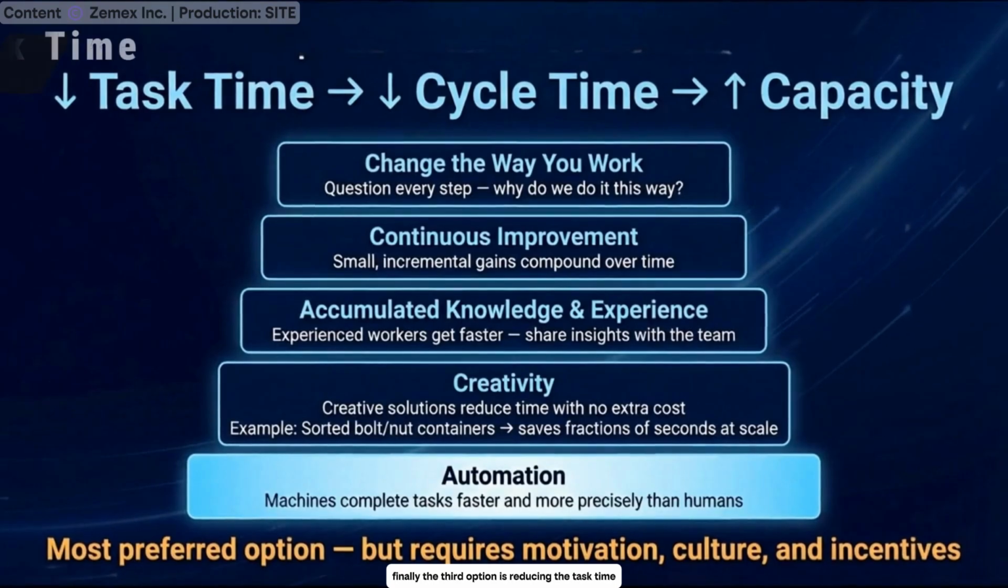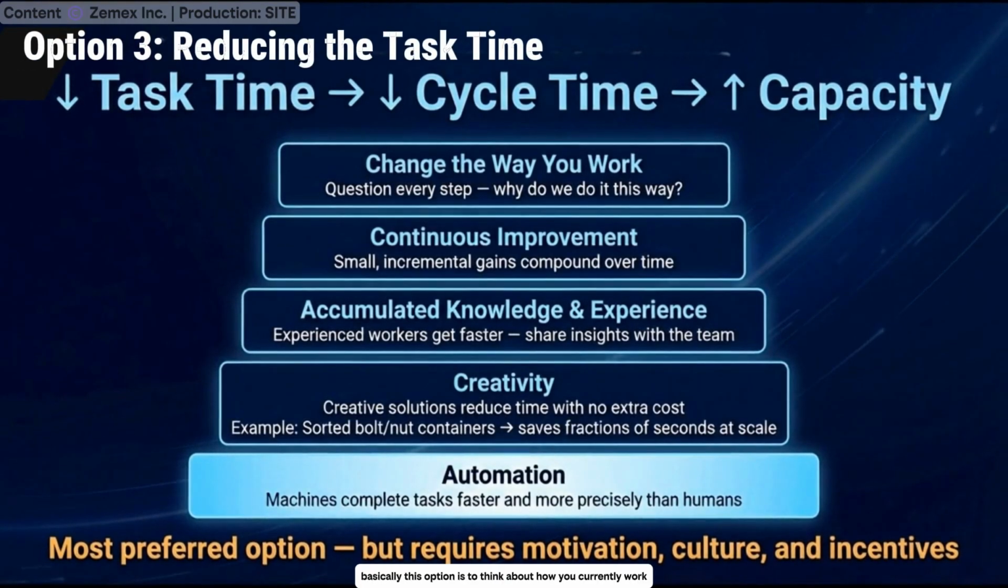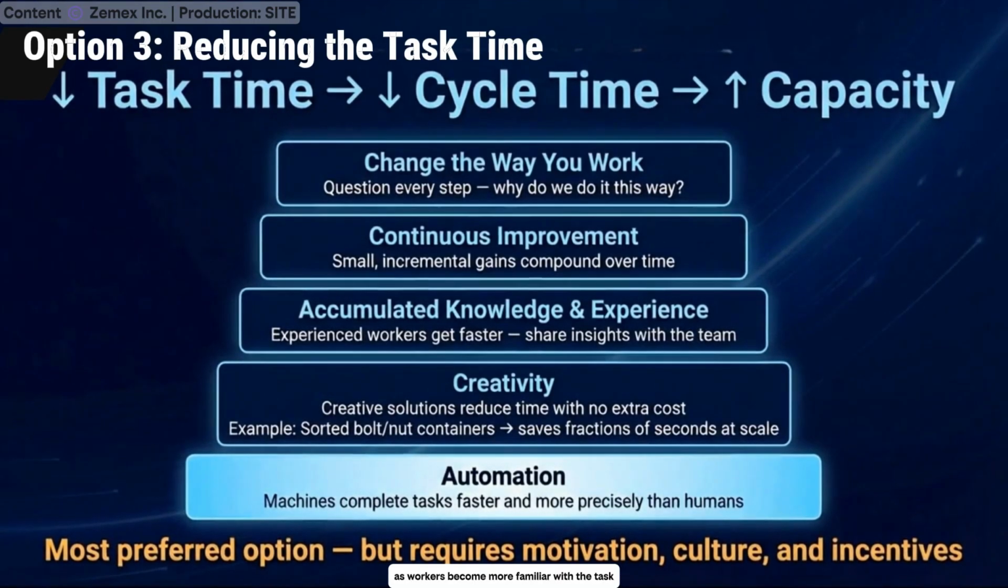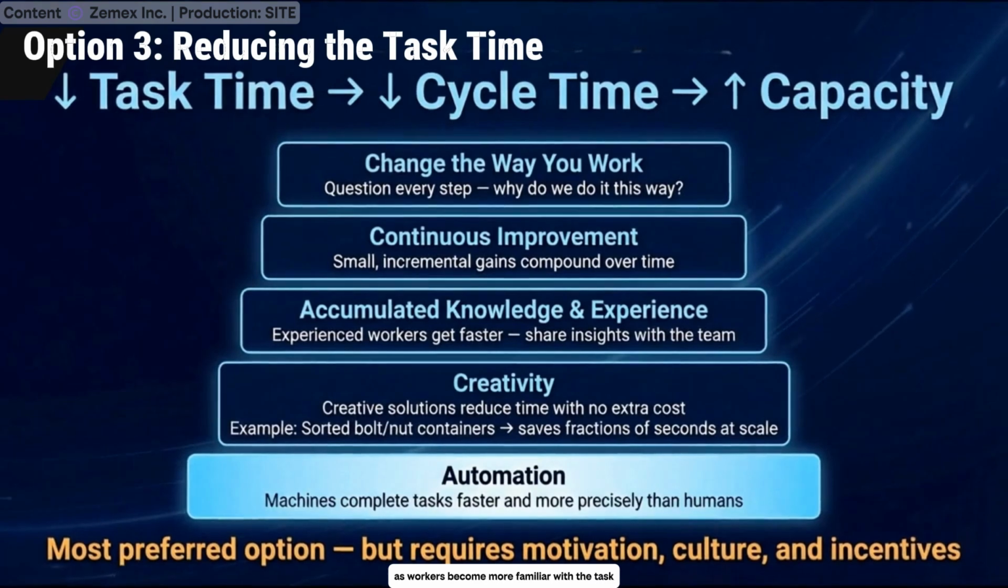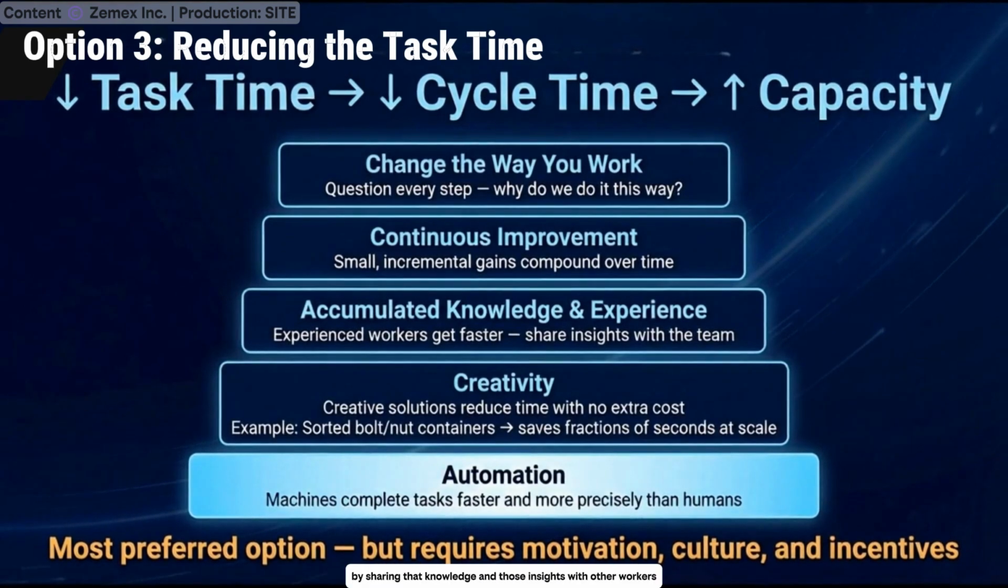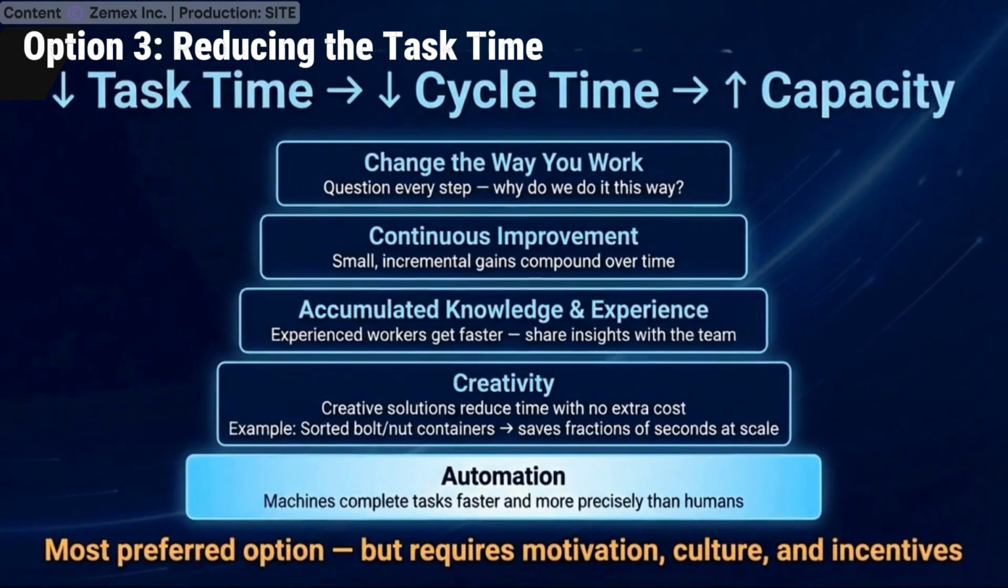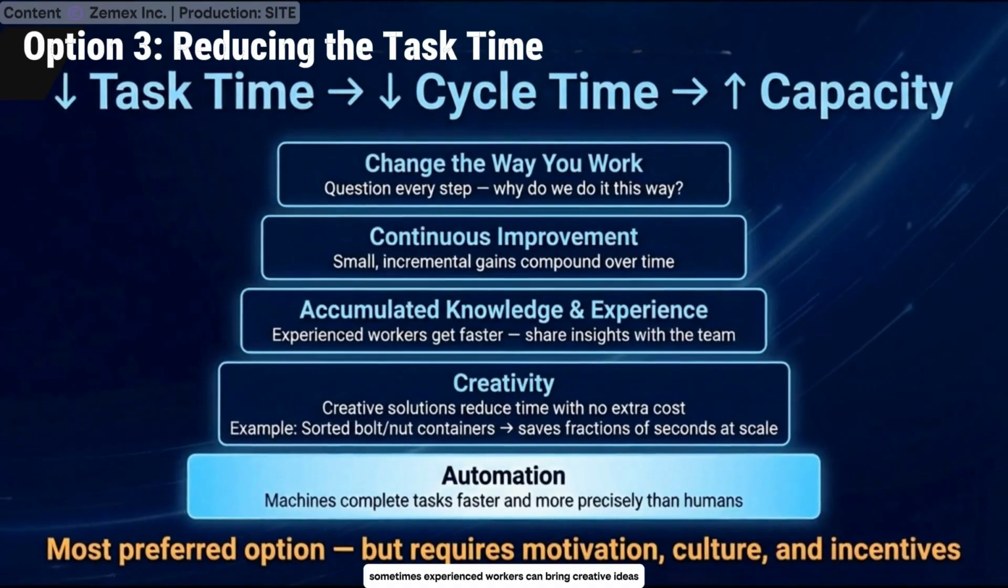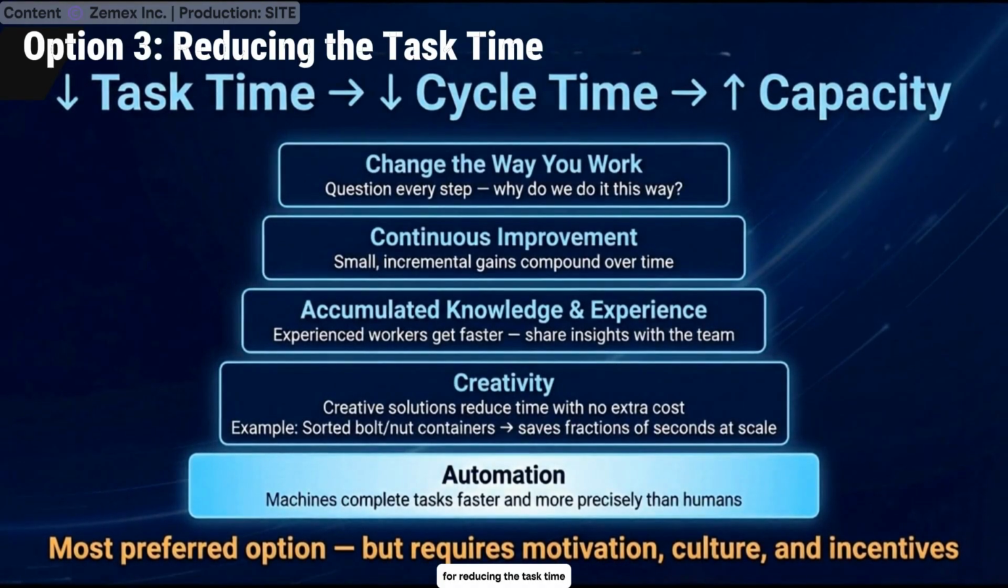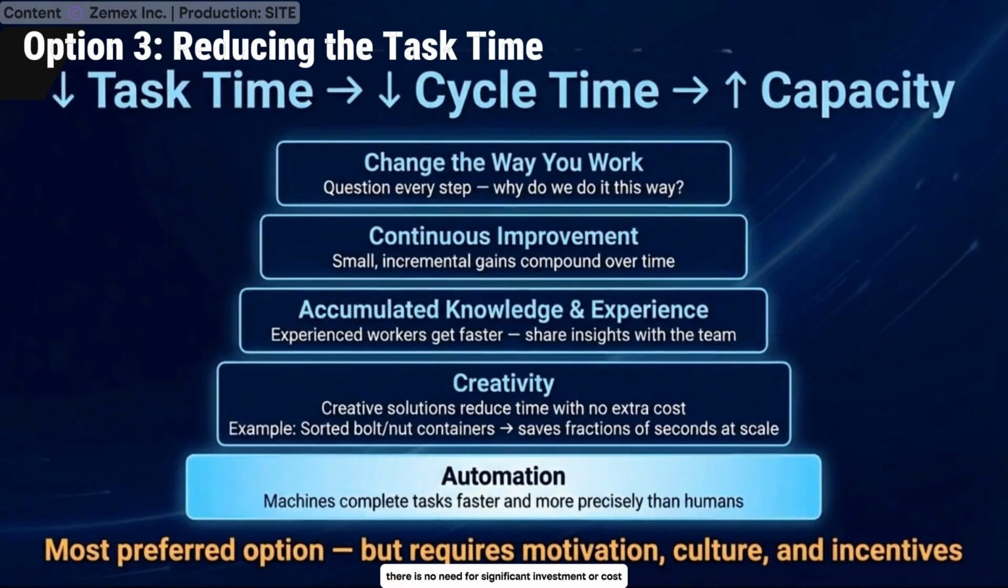Finally, the third option is reducing the task time. Basically, this option is to think about how you currently work and improve it in a way that reduces the task time. As workers become more familiar with the task, they can complete it faster. By sharing that knowledge and those insights with other workers, performance can also improve as a group. Sometimes, experienced workers can bring creative ideas for reducing the task time and share them with others. At the surface level, there is no need for significant investment or cost.